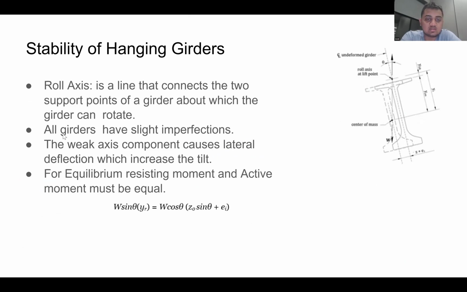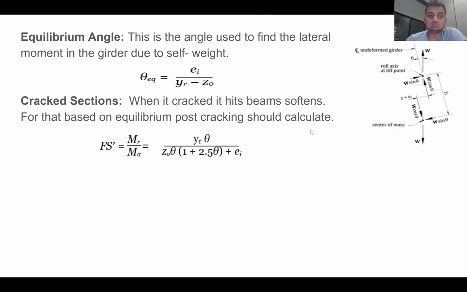All girders have slight imperfections. The weak axis component causes lateral deflection, which increases the tilt. You can see it in this diagram. For equilibrium, the resisting moment and the active moment must be equal, as shown in this equation. For the equilibrium angle, this is the angle used to find the lateral moment in the girder due to self-weight. This is the equation you can use for that.